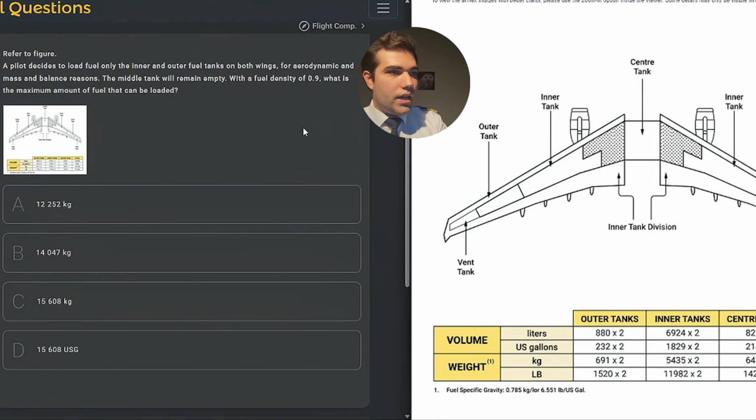Yeah, and this calculation is calculated with the fuel specific gravity of 0.785. You can see it right here. I'm actually reading it from right here. So let's get back to the question.